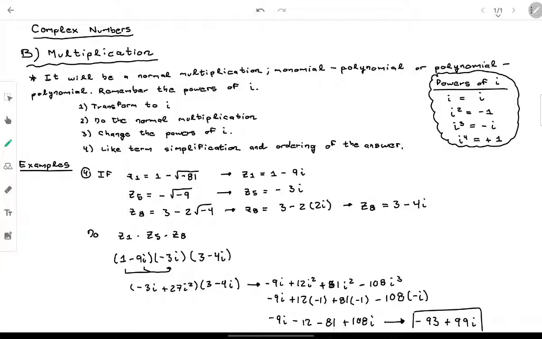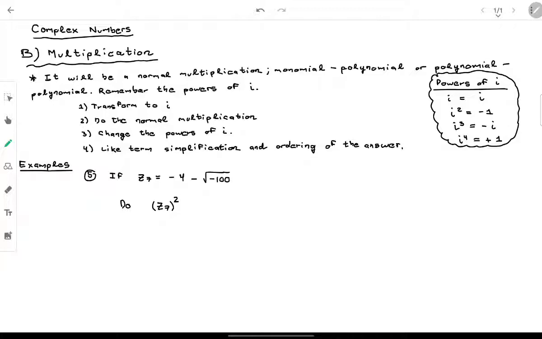So actually, if we have 3 or more, it's going to be exactly the same. We need to do the normal multiplication of terms, changing the powers of I, and after that we will be able to do like term simplification and ordering of the answer. So let's see one last example. So imagine we have something like this. If c to the 7 equals something, do c to the 7 all of it squared. In this case, what do we need to do? We need to transform to the power of I, and after that we will do the normal multiplication, and in this case it's going to be the square, that it's also a multiplication.